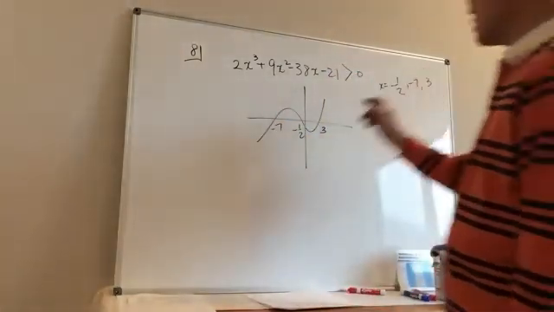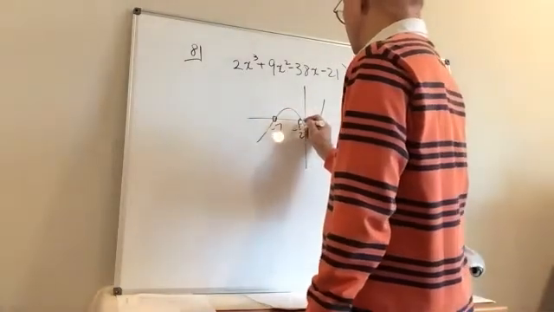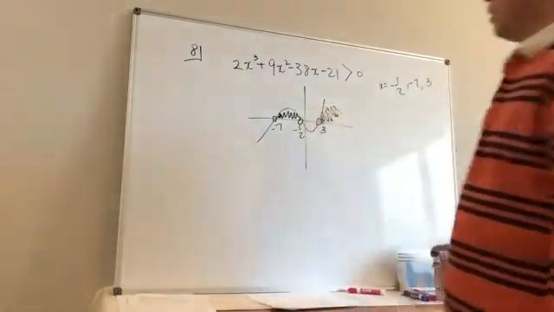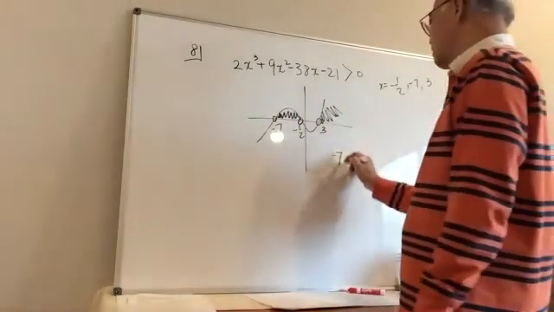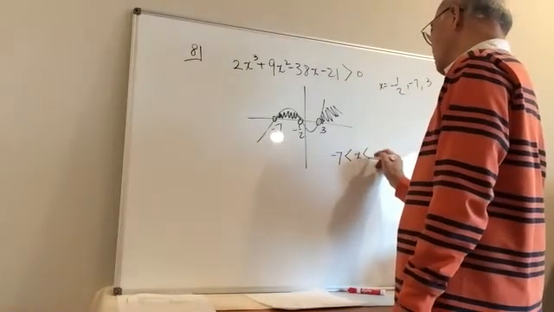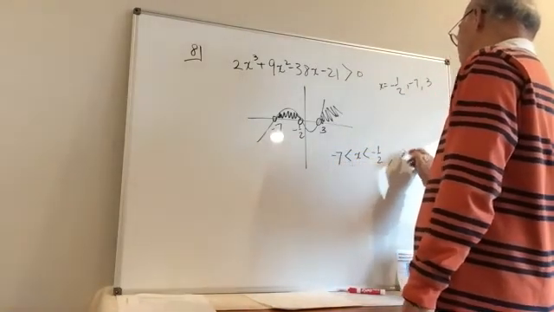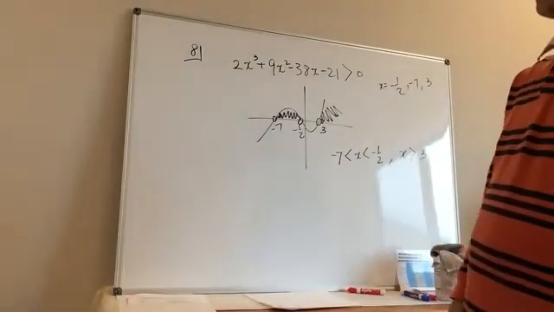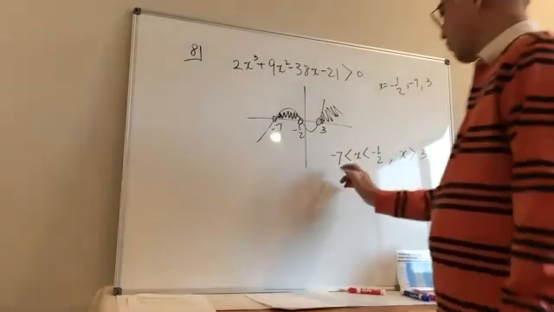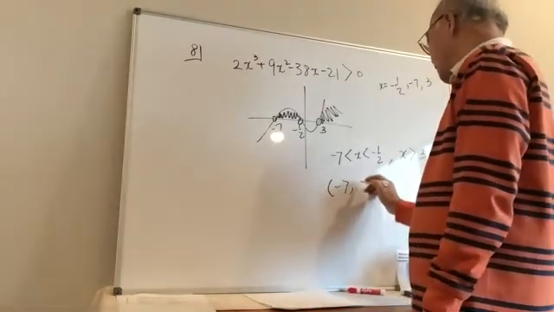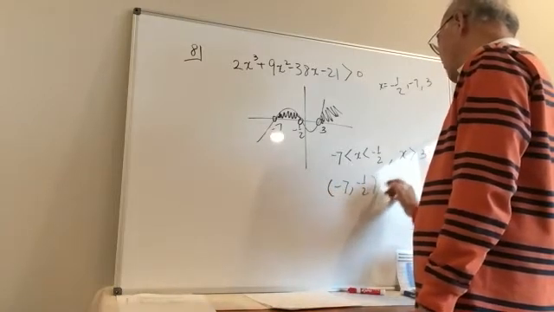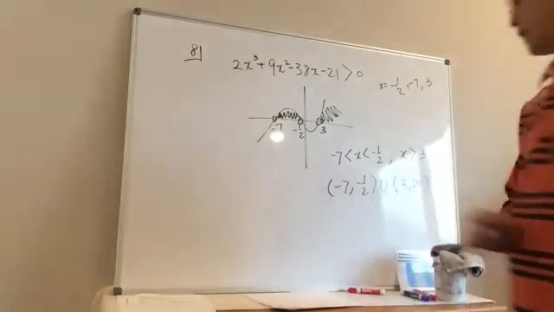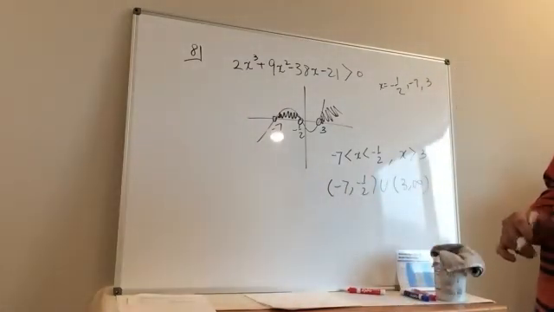Okay, so 1 is greater than 0, so it's greater than 0 between here and here and here and here. So your answer is going to be negative 7, negative 1/2, greater than 3. Okay, so that would have been the answer. Okay? Or if you wanted to put it in the other notation, it would have been like that.